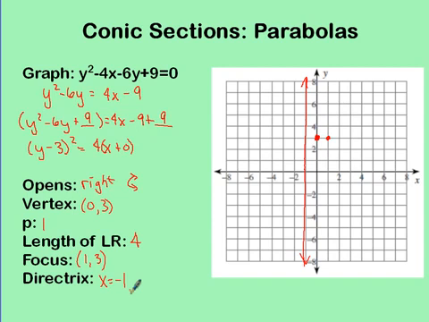Now we know the length of the latus rectum is 4, so from my focus, I'll go up 2 and I'll go down 2, giving a total length of 4. And from your vertex, just draw a parabola through those 2 points, and you're done.